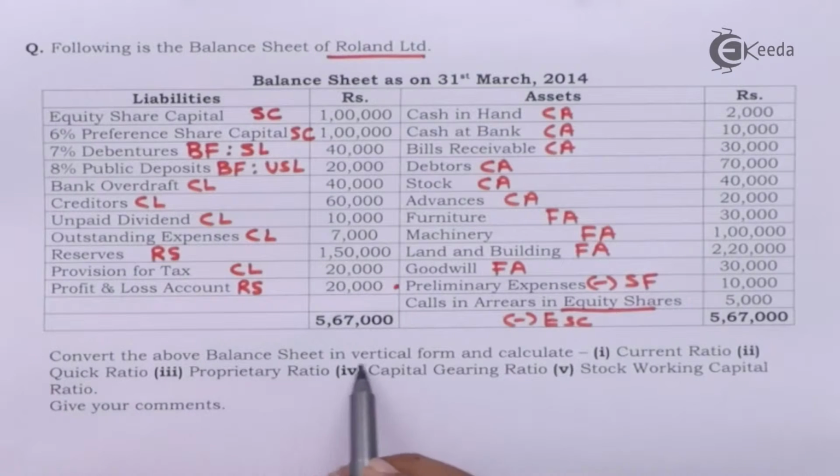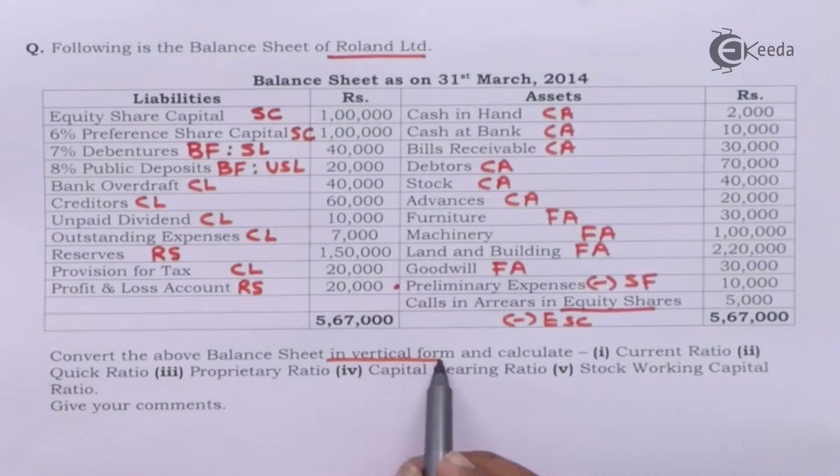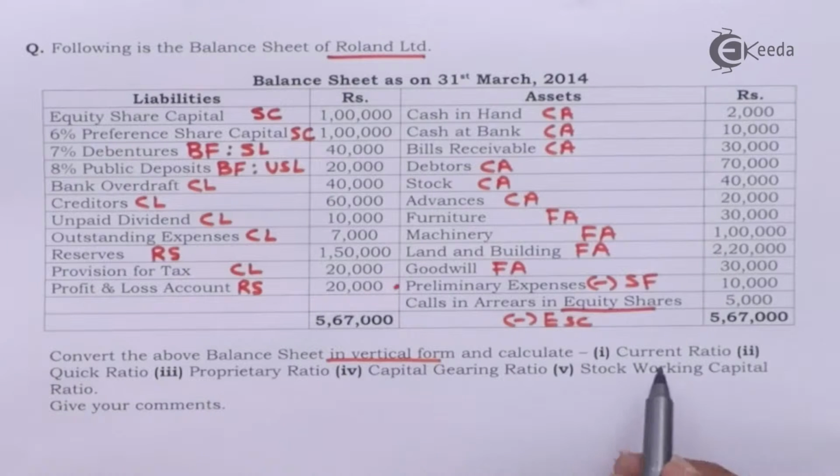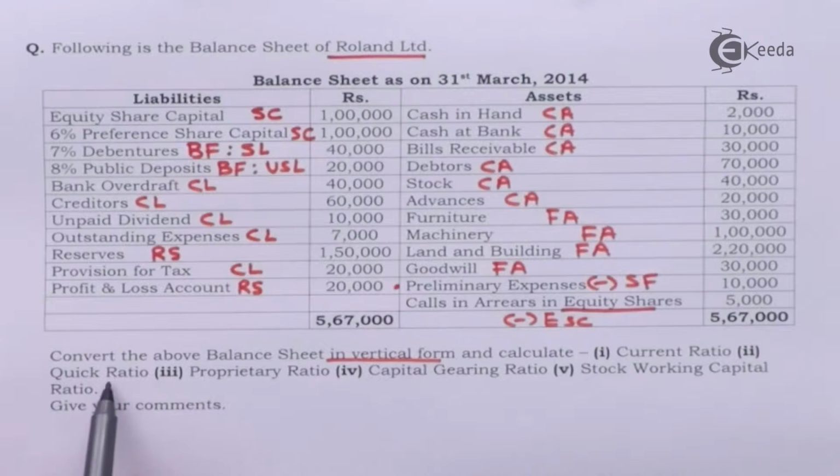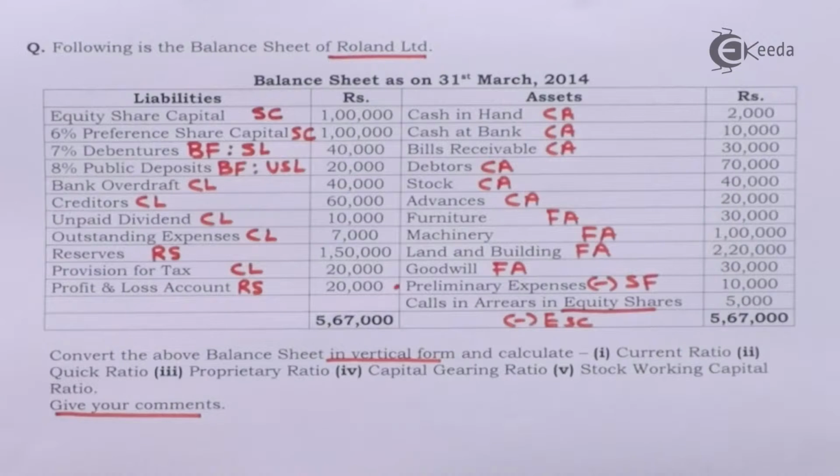Convert the above balance sheet in vertical form and calculate current ratio, quick ratio, proprietary ratio, capital gearing ratio, stock working capital ratio, and give your comments.